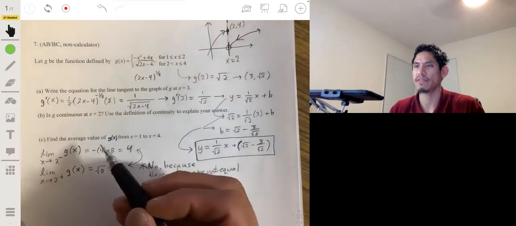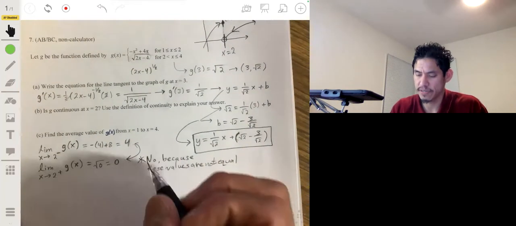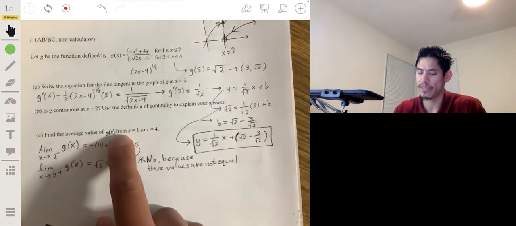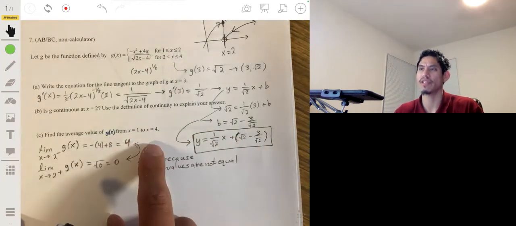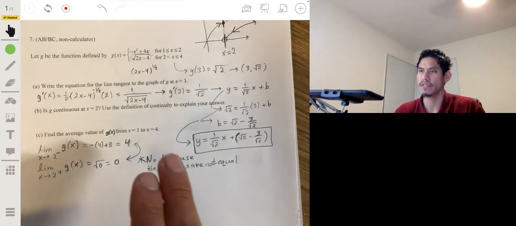All right, part C: find the average value of g of x from 1 to 4. That's basically just integrating this function and then dividing by 3, because the difference from 4 to 1 is 3. So let me set this up.